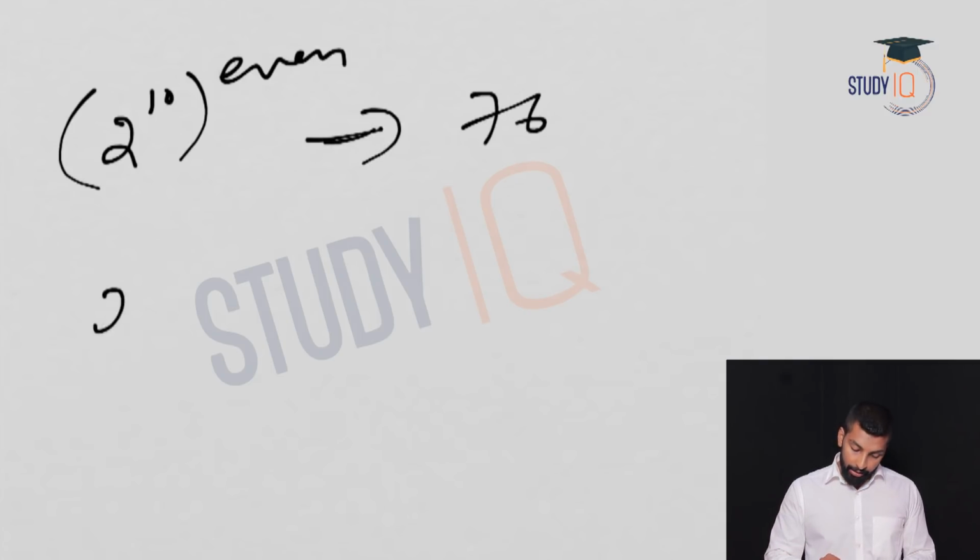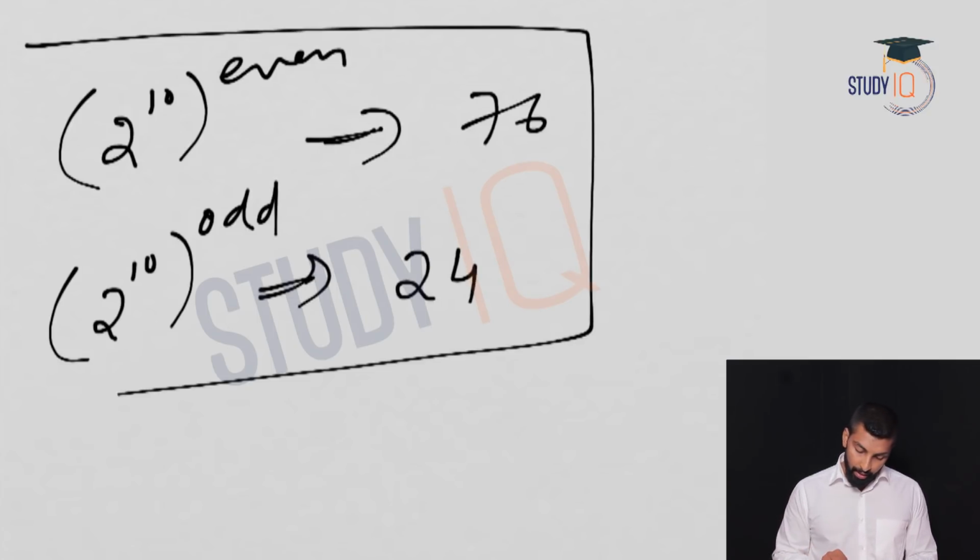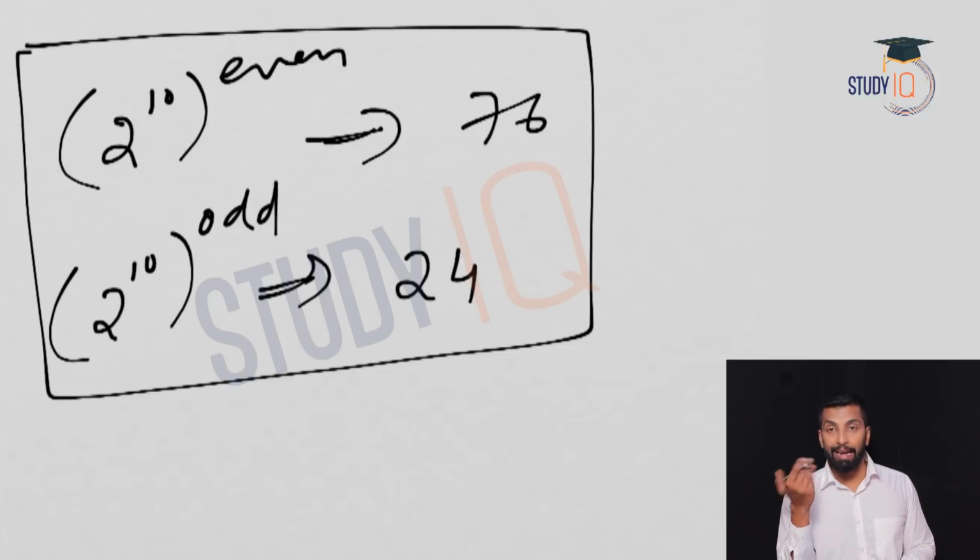Now 2 raised to n numbers are even easier. Okay, you just need to remember two numbers. 2 raised to 10 raised to any even number will give you last two digits 76. And 2 raised to 10 raised to any odd number will give you last two digits 24. So this is what you need to remember. In the previous case you don't need to remember anything. Here you can keep in mind these two values, so you'll get the answer faster. Okay, so you need to write it in this format.